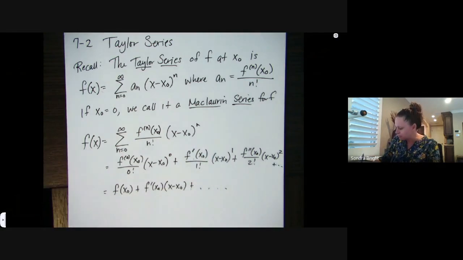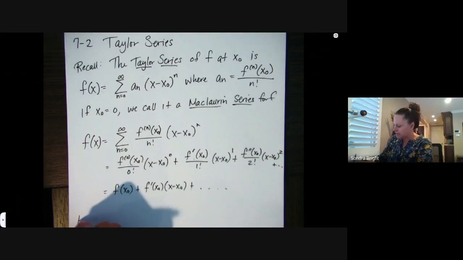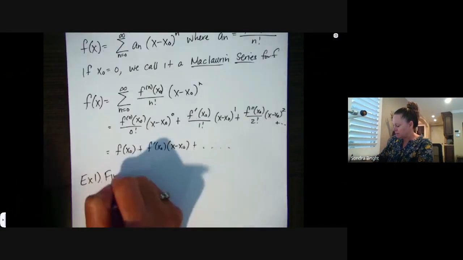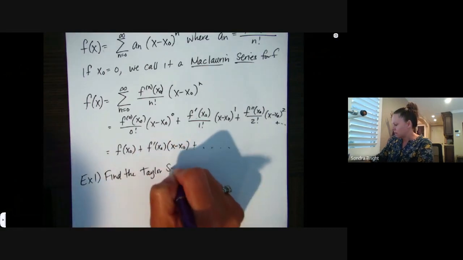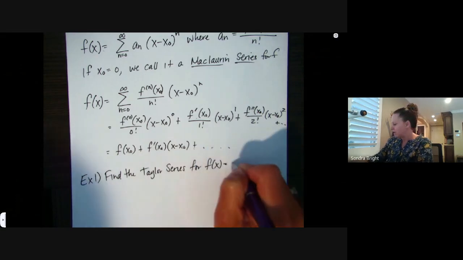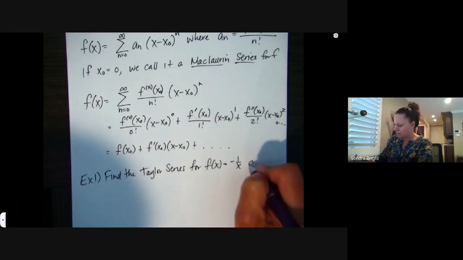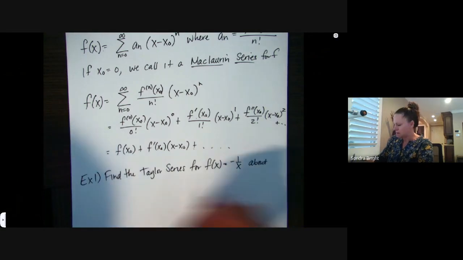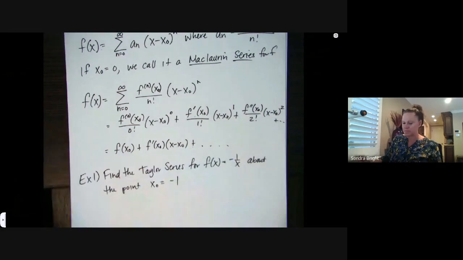Okay, so let's do an example. We're going to find the Taylor series for f of x is equal to negative 1 over x about the point x naught equals negative 1. So your center is going to be at negative 1.